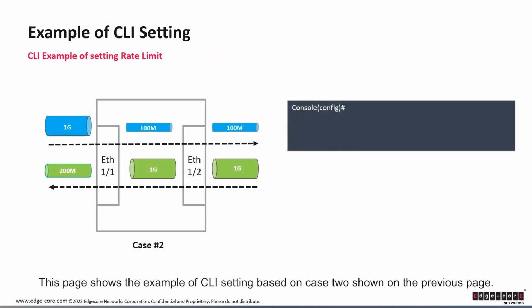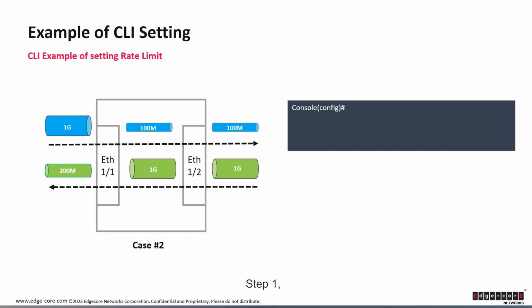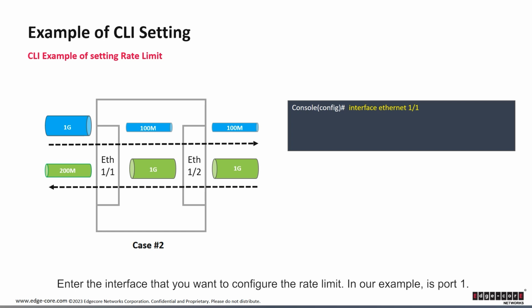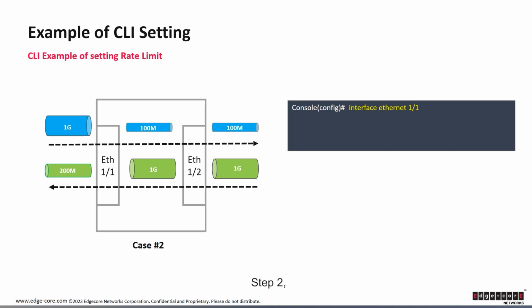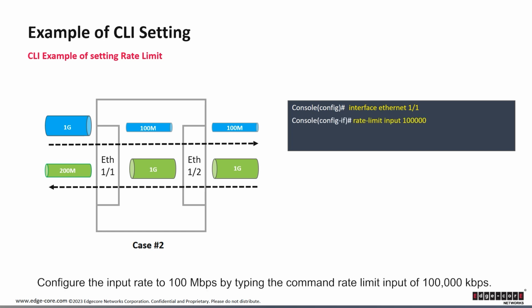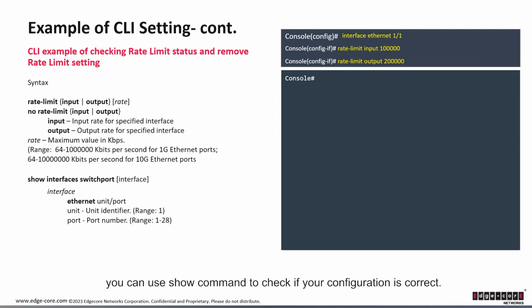This page shows the example of CLI setting based on case 2 shown on the previous page. Step 1. Enter the interface that you want to configure the rate limit, in our example, port 1. Step 2. Configure the input rate to 100 megabits per second by typing the command rate limit input of 100,000 kilobits per second. Step 3. Configure the output rate to 200 megabits per second by typing the command rate limit output of 200,000 kilobits per second.